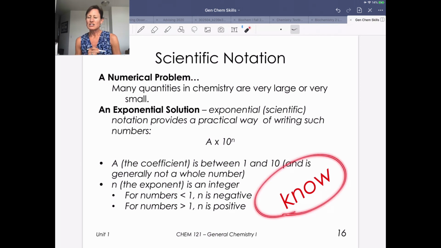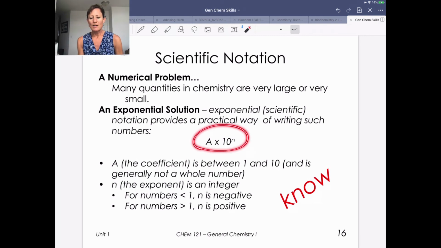So something that I do need you to know how to do is to put numbers into scientific notation or to recognize what they'd look like if you were to take them out of scientific notation. So again, if this is a skill that you need a little bit more help with, feel free to see me independently, but I'm going to operate under the assumption that people know how to recognize and use numbers in scientific notation.